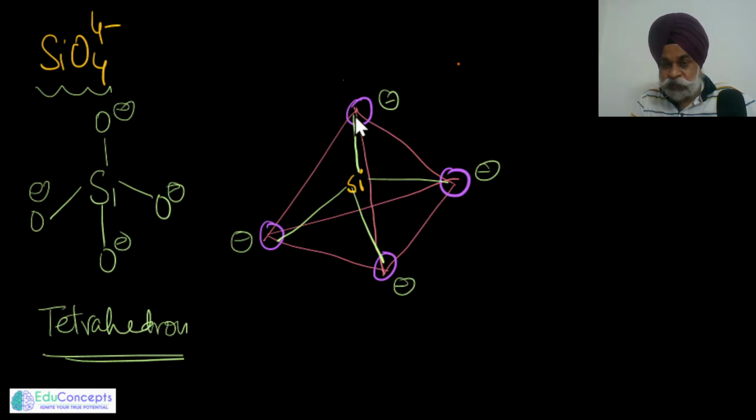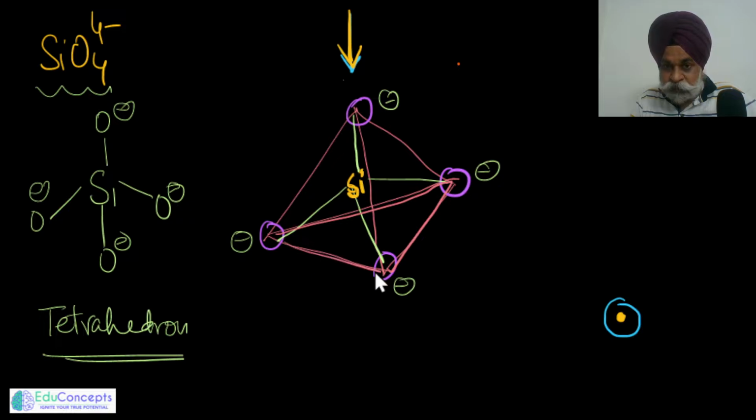For simplicity, if I see this tetrahedron from the top, at the top I would find an oxygen, and below this oxygen is the silicon atom, which I am not able to see because I am looking from the top. So silicon is at the center, eclipsed by the oxygen above it. And I would also see an equilateral triangular base at the bottom.